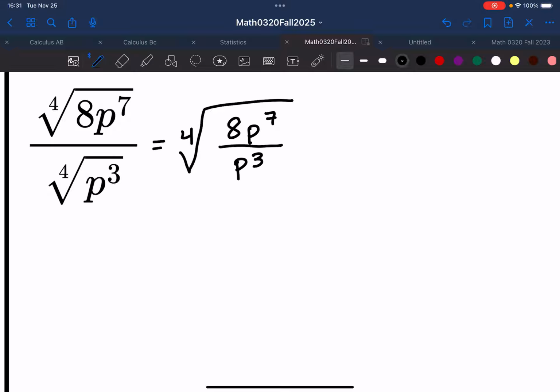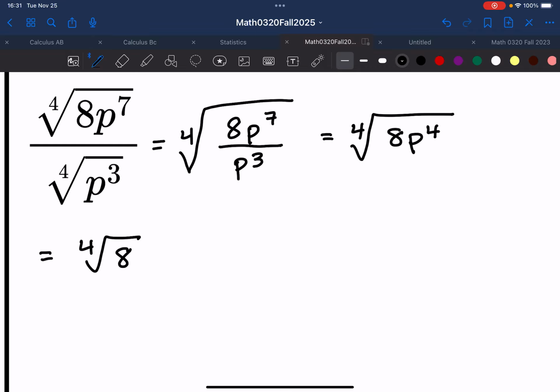Okay. By doing this, I can use my properties of exponents that say if I'm dividing the same base, that means I can subtract the exponents. So this is the same as saying the 4th root of 8p to the 4th. Okay. I can then rewrite this as the 4th root of 8 times the 4th root of p to the 4th. By doing that, I see the 4th root and the 4 cancel out.